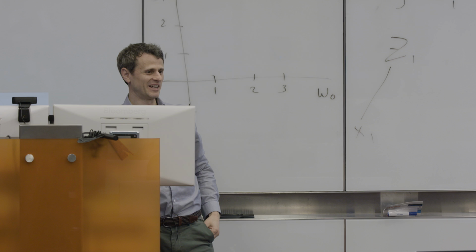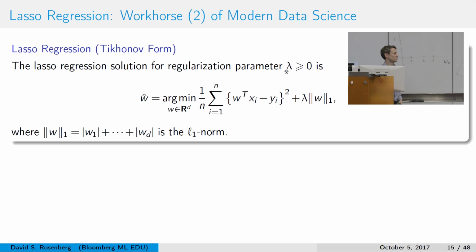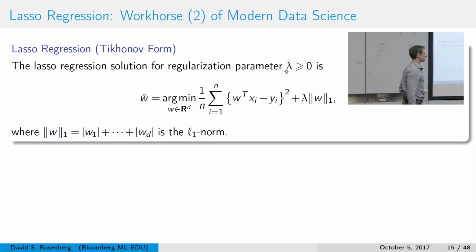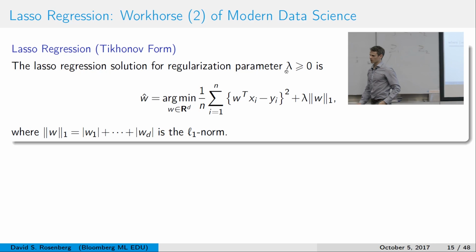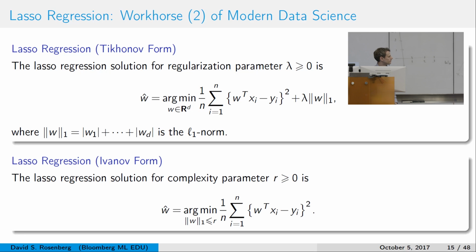So this is the most important machine learning algorithm, in my opinion. And we'll discuss some more why. But the second most important is lasso regression. So I call this the second major workhorse of modern data science. The only thing that changes is our complexity measure goes from the L2 complexity to L1. So instead of sum of squares, we're doing sum of absolute values of the coefficients, the L1 norm. Of course, we have the constraint form as well, the Ivanov form. And let's look at the same regularization paths for the L1 and see what it looks like.